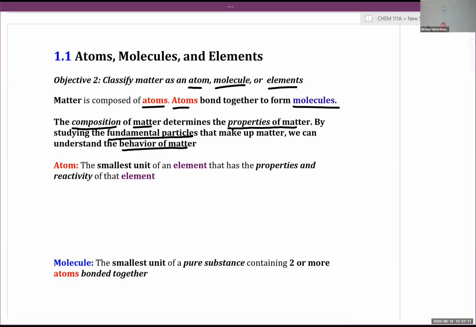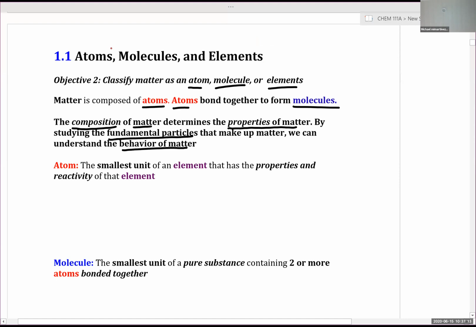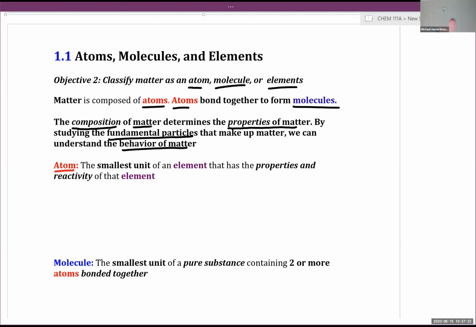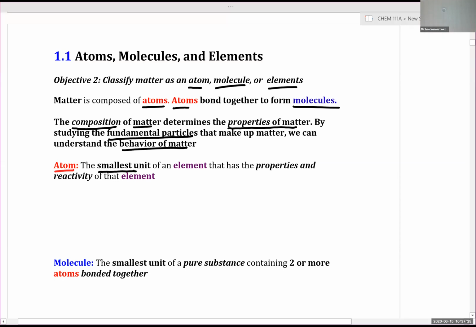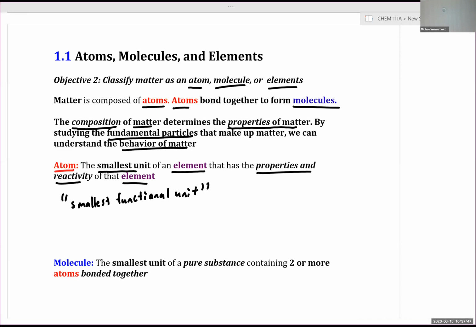So let's start off with our first major building block of matter, the atom. The atom isn't the absolute smallest unit of matter, but it is the smallest unit of an element that has the properties and reactivity of that element. I like to think of atoms as the smallest functional unit, sort of contradictory to its name, which based on Greek means an indivisible particle. So what do I mean by smallest functional unit?